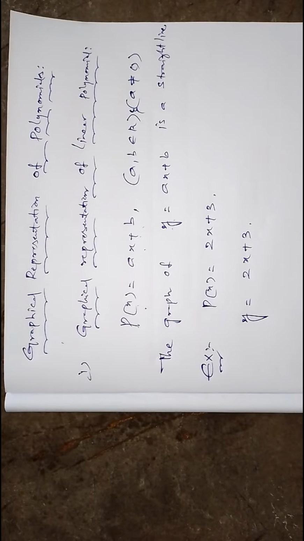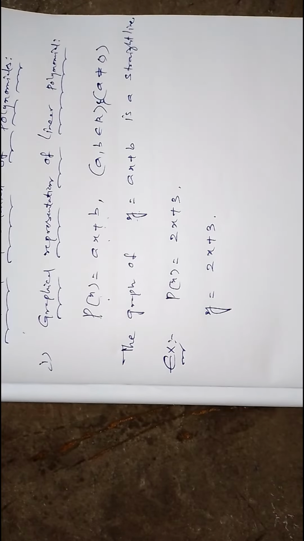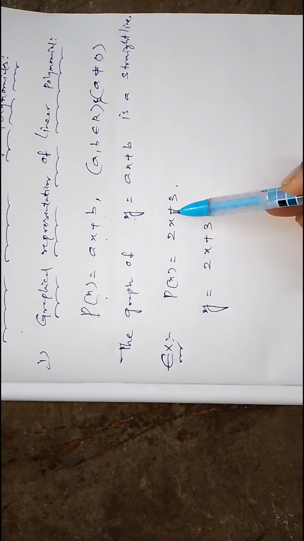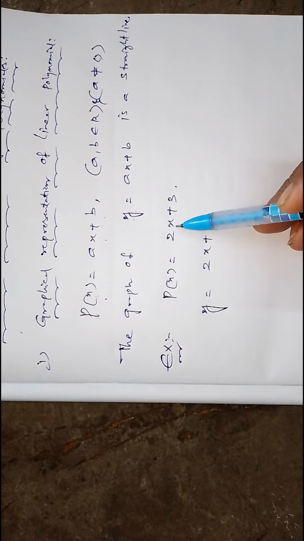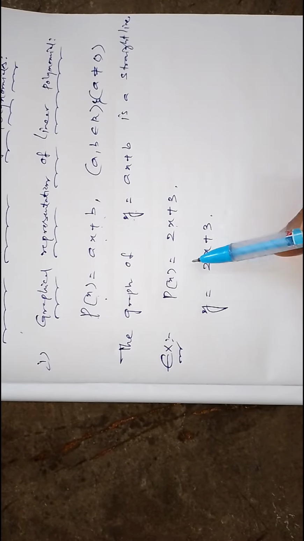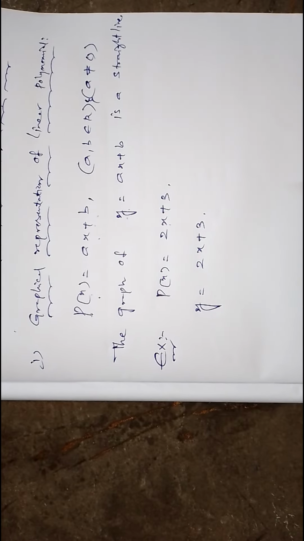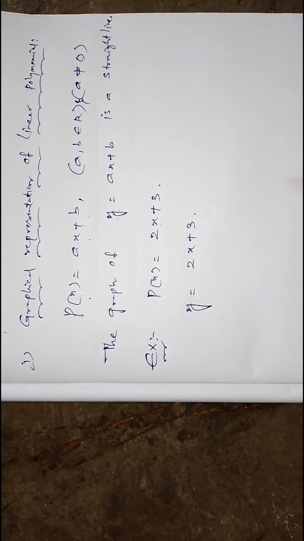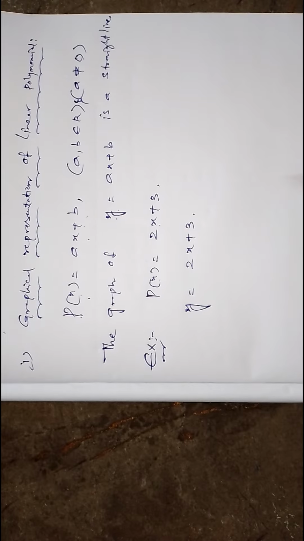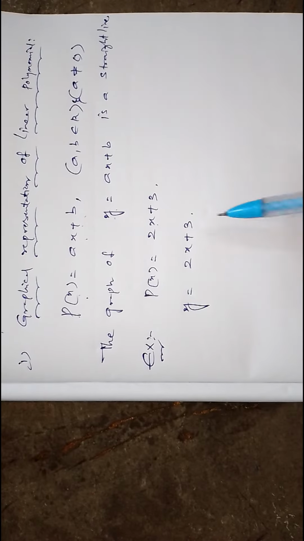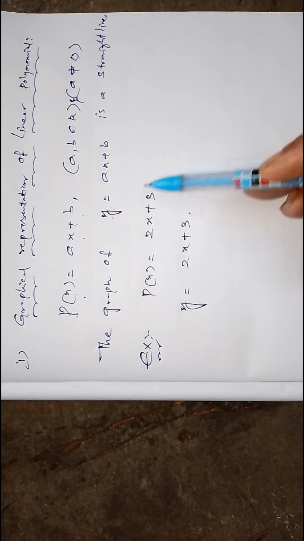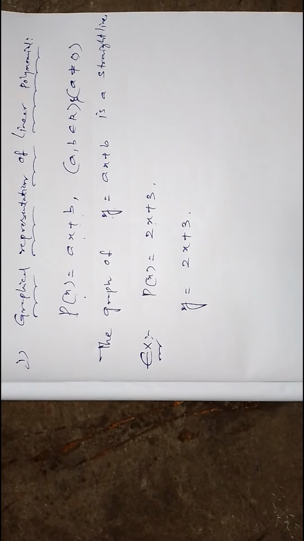I will explain this by taking one example. The example is p of x equals 2x plus 3. Of course, it is a linear polynomial. I denote this whole polynomial by y, because when we draw any polynomial on the Cartesian plane, it should be in two variables. That's why I denoted the whole polynomial by y.